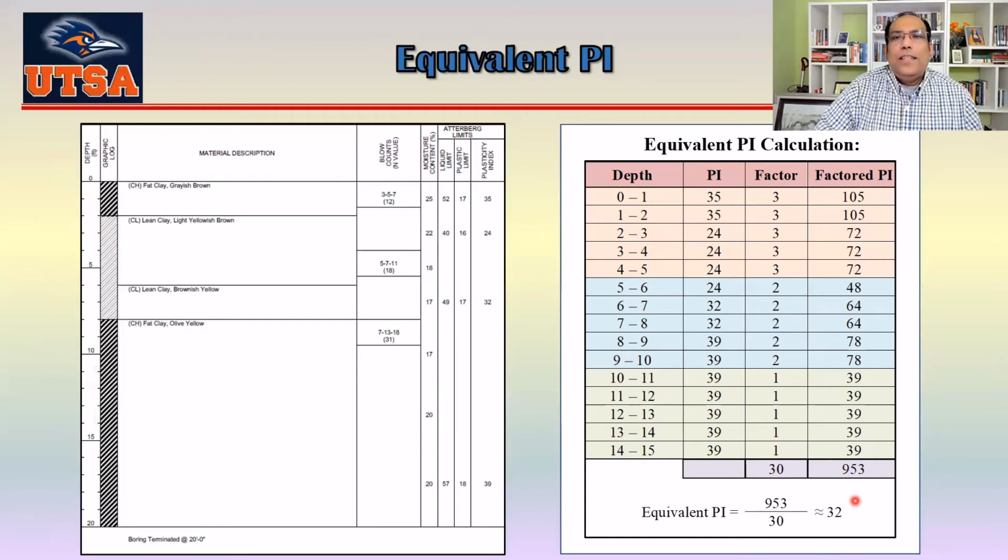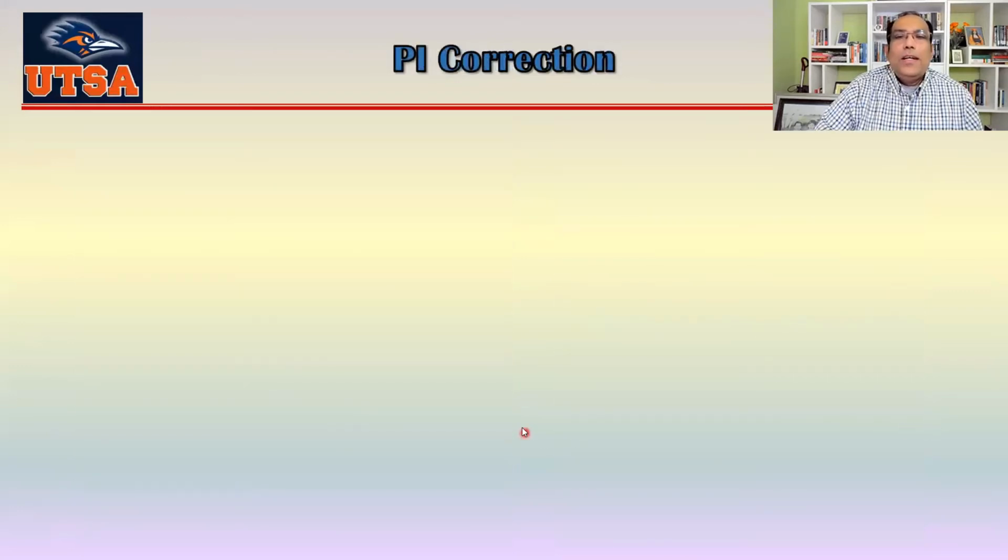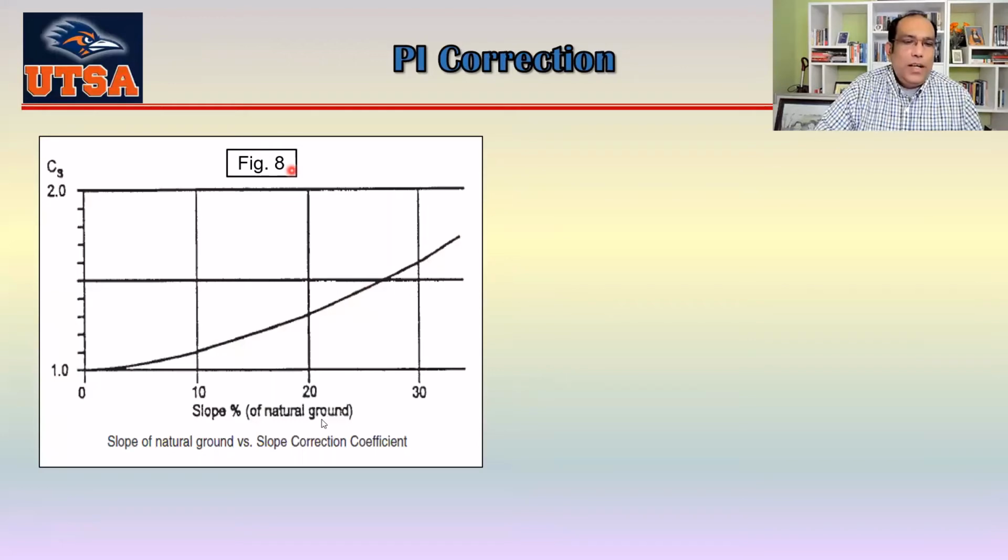Now, they said that the land has a slope. So basically, we need to correct our PI, okay? First of all, you can see here, this is for slope. For our particular case, the slope is 6%. So if you go here and draw that line from 6, this will give you the value of your CS, which is basically 1.05, okay?